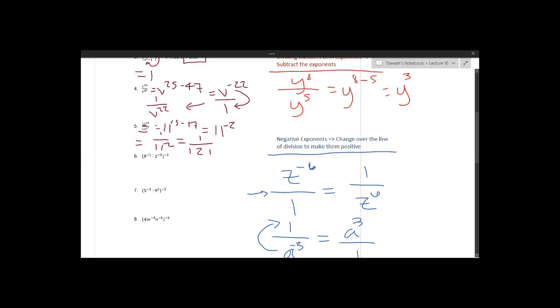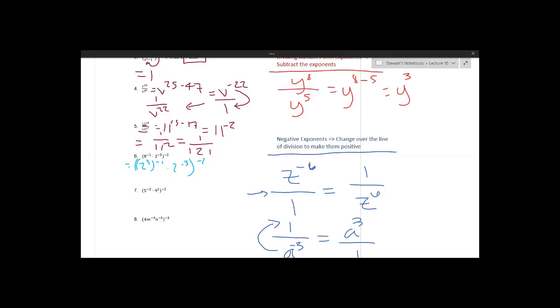Okay, so in this case here, if you notice, 8 is 2 cubed. So what we can do to maybe make this a little bit easier is change that 8, knowing that it's equal to 2 cubed. So what we could have then is 2 cubed to the -1st power times 2 to the -3rd, all raised to the -2nd power.